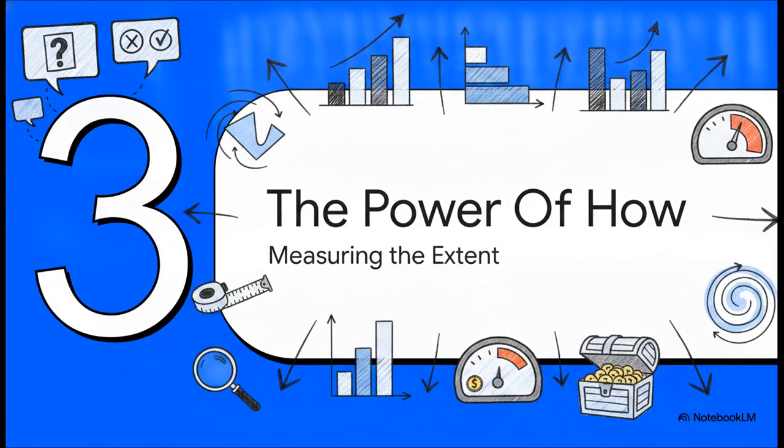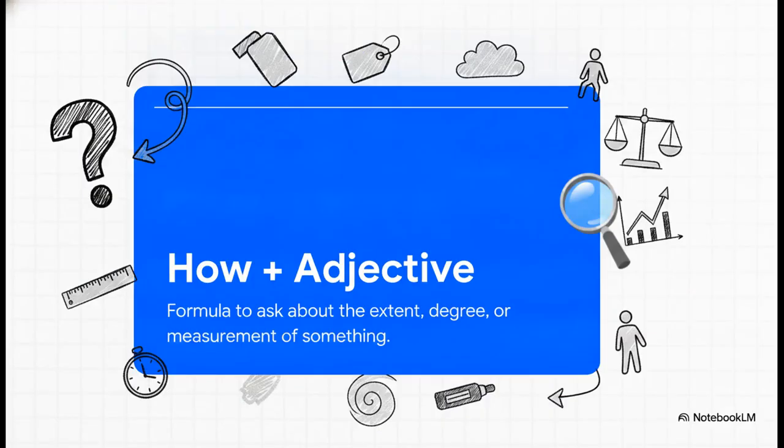Which brings us to section 3, the power of how, measuring the extent. Okay, simple yes or no questions are great, but let's be honest, they're incredibly limiting. If someone asks, is it expensive, just knowing yes or no often isn't enough, is it? If we need to know exactly how much, we use this new formula, how plus an adjective. This is the ultimate tool used to ask about the extent, degree, or measurement of something. By just combining these two simple words, you completely unlock the ability to ask about age, distance, price, quality, and essentially any measurable trait in the world. It's a real game changer.